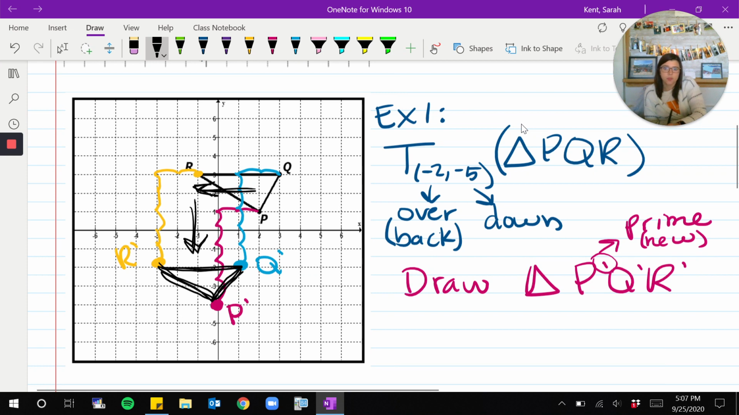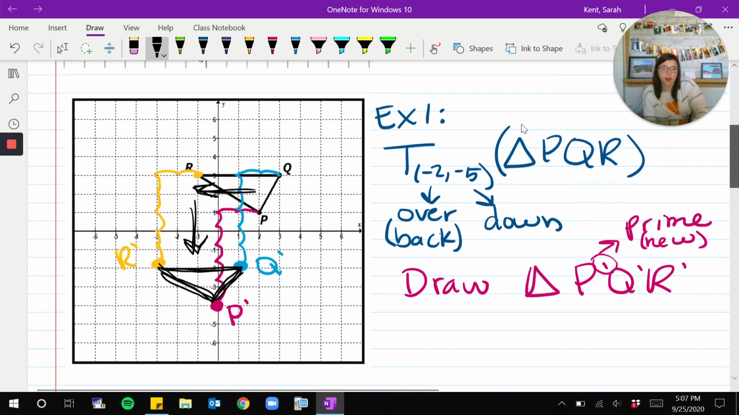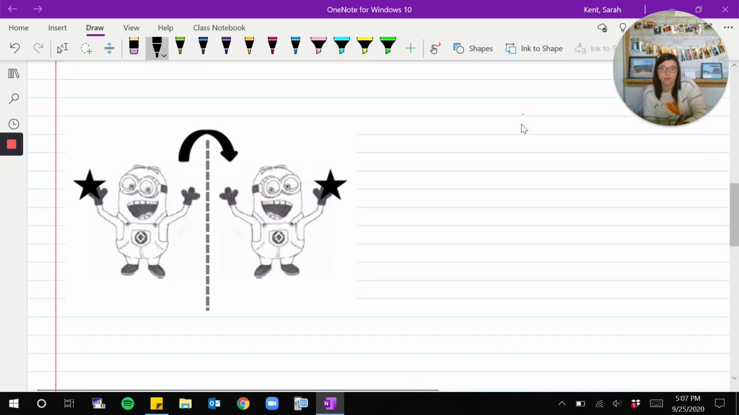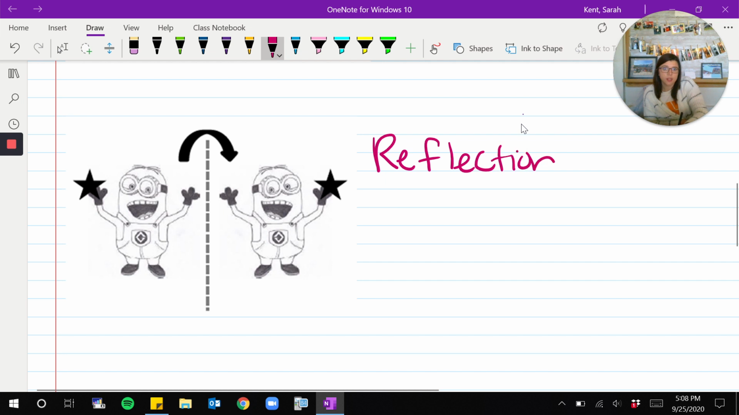So that's a translation. It's a slide. And the other one we're going to look at today is a reflection. A reflection is like what you see in the mirror, and a reflection flips everything. So here you can see the star has flipped from the left over to the right.